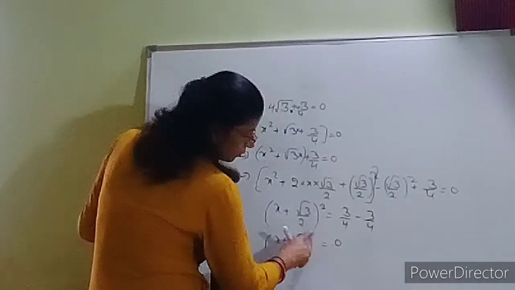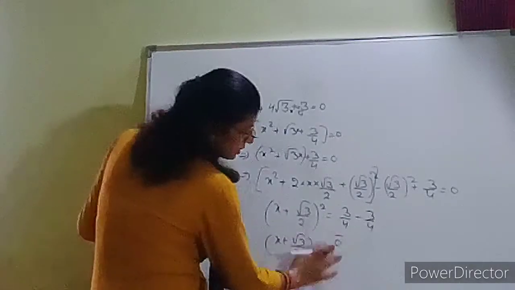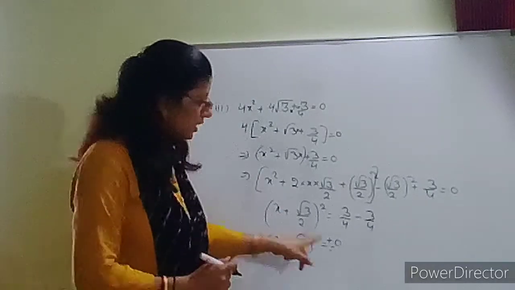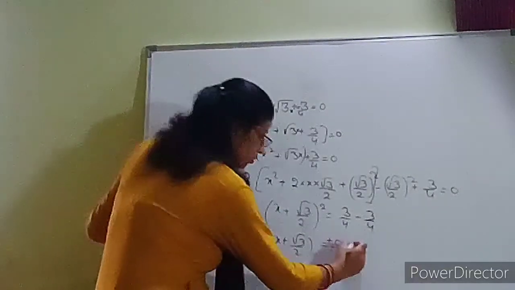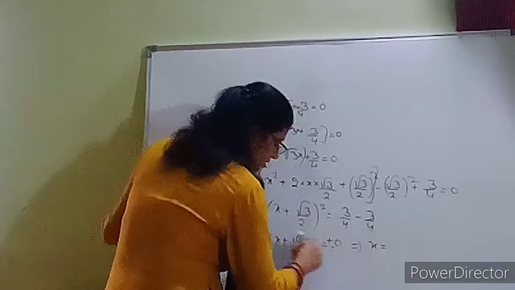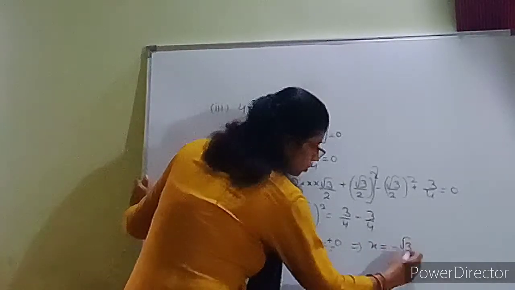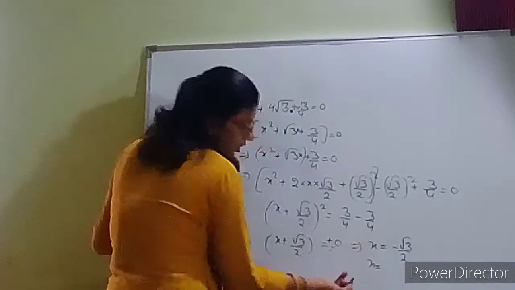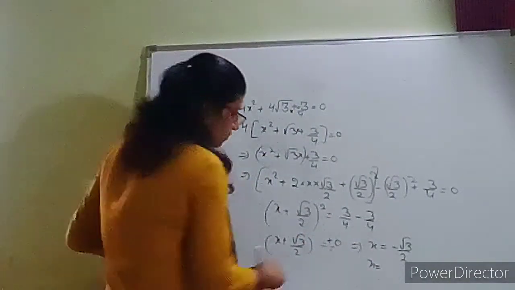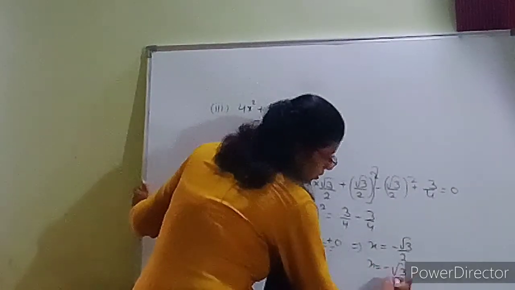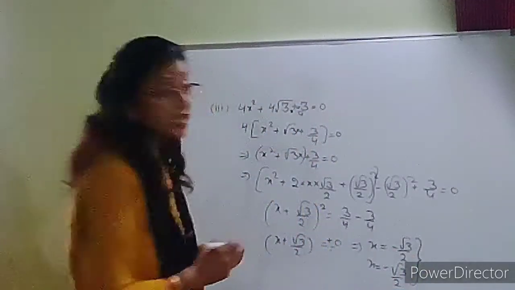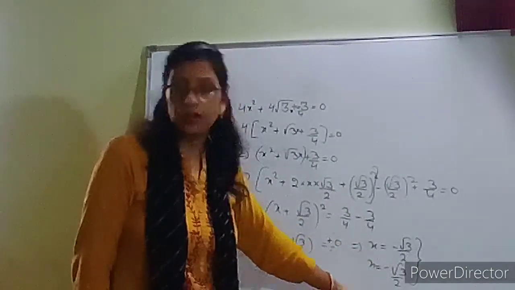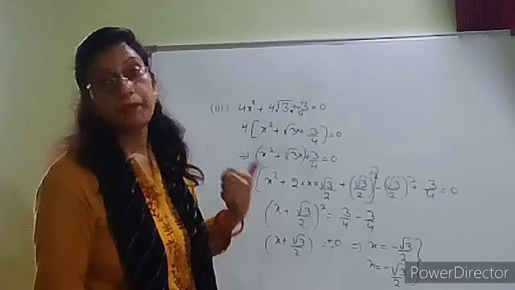Square root of 0, if you send it this side, plus minus, so you will get plus minus 0. Okay. So when we are taking plus 0, that means x is equal to plus 0 minus root 3 upon 2. When we are taking minus 0, so minus 0 minus root 3 upon 2, minus or plus 0 is 0, so again you will get minus root 3 upon 2. So you are getting two values of x, both are the same values: minus root 3 upon 2 and minus root 3 upon 2. Okay. This is completing the square.